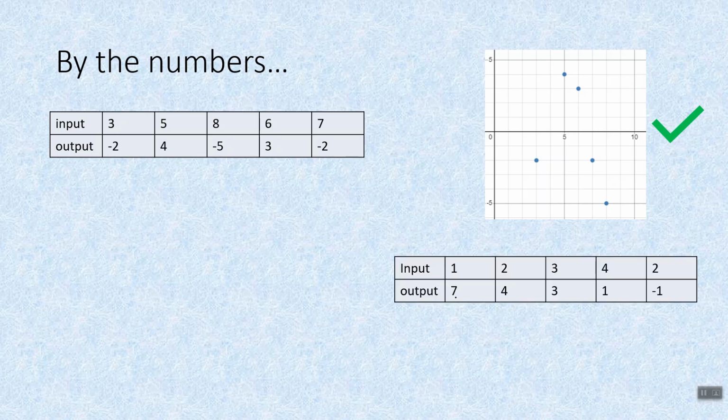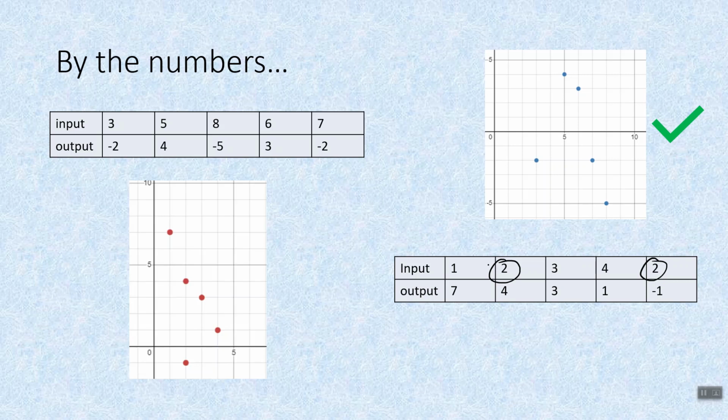In contrast, because you know this is going to contrast, input of 1, output of 7, input of 2, output of 4, 3 goes to 3, 4 goes to 1, 2 goes to -1. Now, just looking at the table, see how the 2 has 2 different inputs. Imagine that was you, right? Could you be in 2 different places at the same time? That's a scheduling problem. And we can see here with the vertical line test, if we were to plot these, it wouldn't pass the vertical line test either. And so this is not a function.